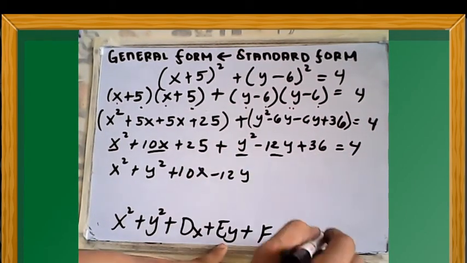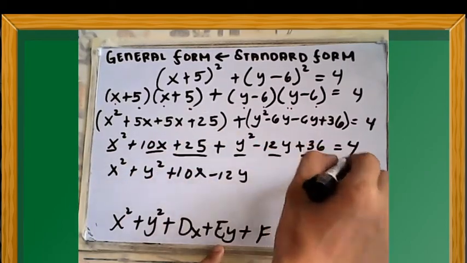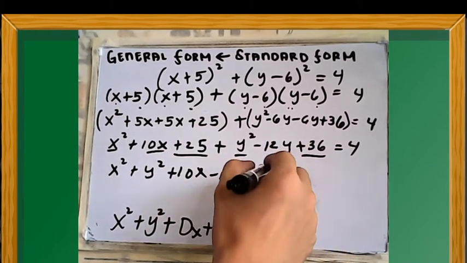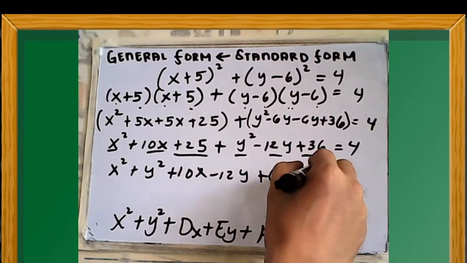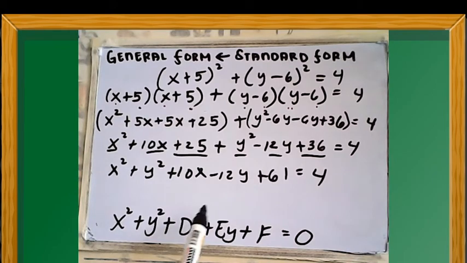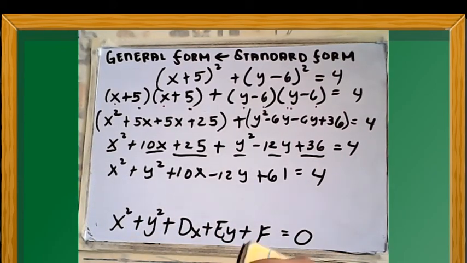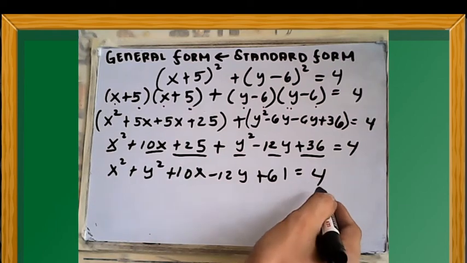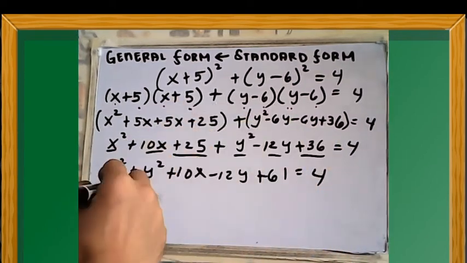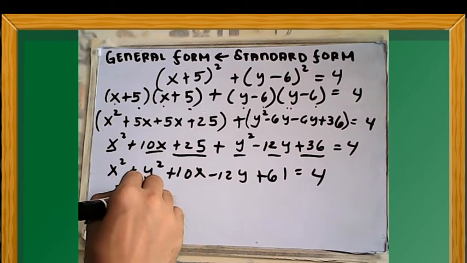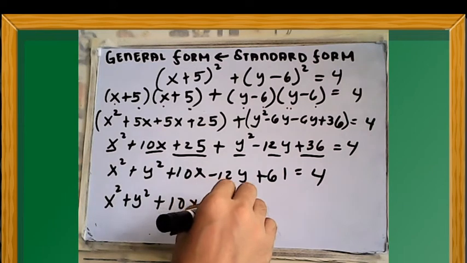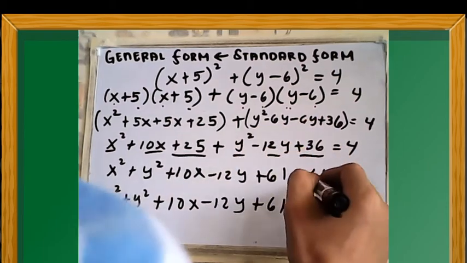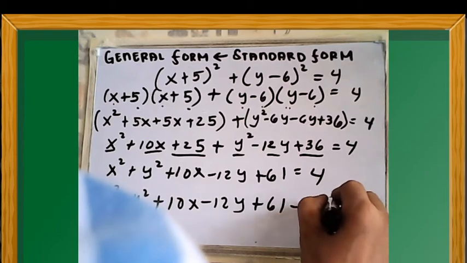So that's the Ey. And then the constant, since we have 25 and 36 here, we can still combine the constants. If we add 25 and 36, that is 61. So, positive 61 equals 4. Almost done. We need 0 on the right hand side, so we will transpose 4 to the left hand side. Copy x squared plus y squared plus 10x minus 12y, and then plus 61, since moving across the equal sign, from positive 4 it will become negative 4, equals 0.